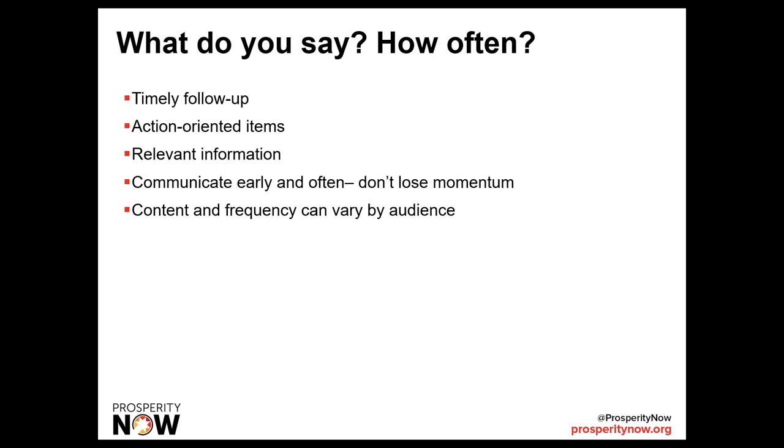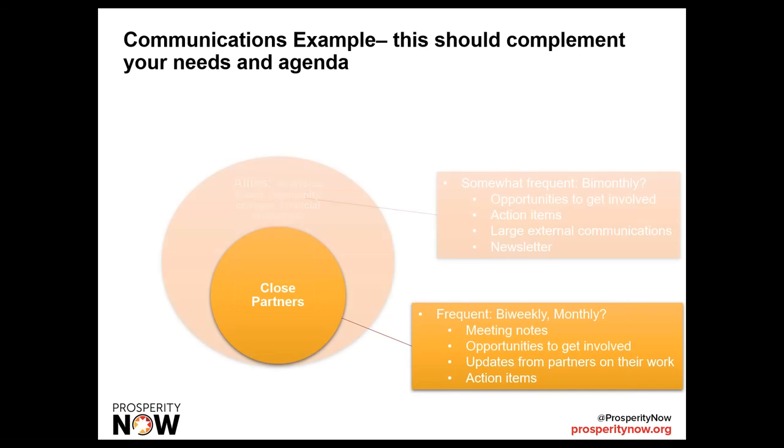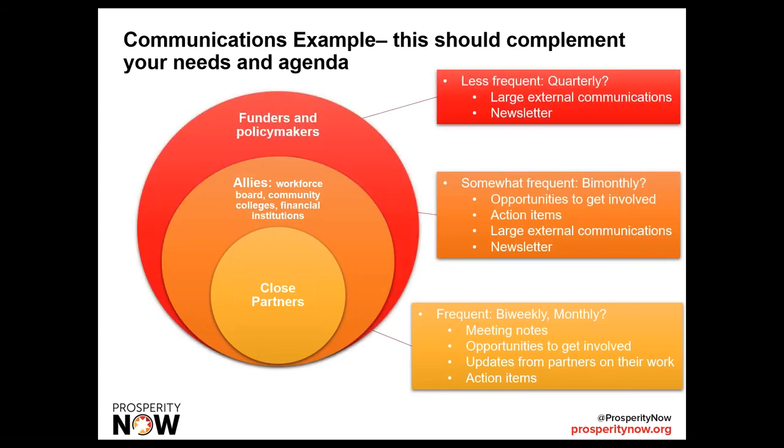And think about your content and frequency can vary by audience. So the next slide lays that out, where if we go through the diagram, you start with your close partners. Those could be people on your steering committee. It could be the 5 people in your community that all want to work on this, increasing access to affordable housing, whatever your issue might be, minimum wage, debt traps, whatever your issues might be locally.